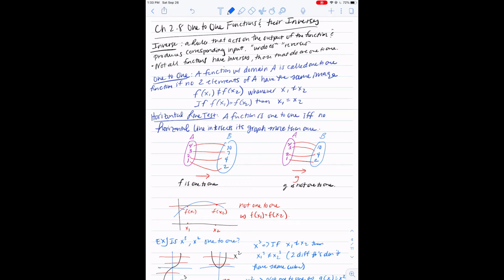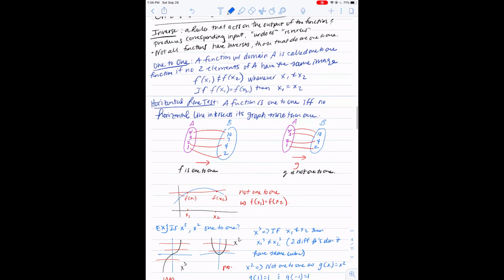A function with domain A is called a one-to-one function if no two elements of A have the same image. In notation, this means that f(x1) does not equal f(x2) whenever x1 does not equal x2. This also corresponds to: if f(x1) equals f(x2), then x1 and x2 have to be equal. Basically, if your y values are not equal, then your x values shouldn't be equal. If your y values are equal, then your x values should be equal.